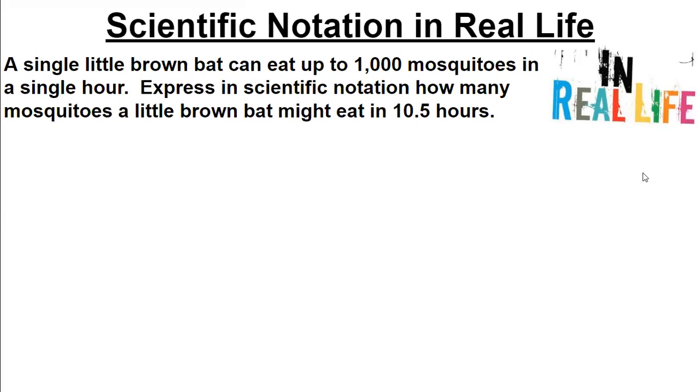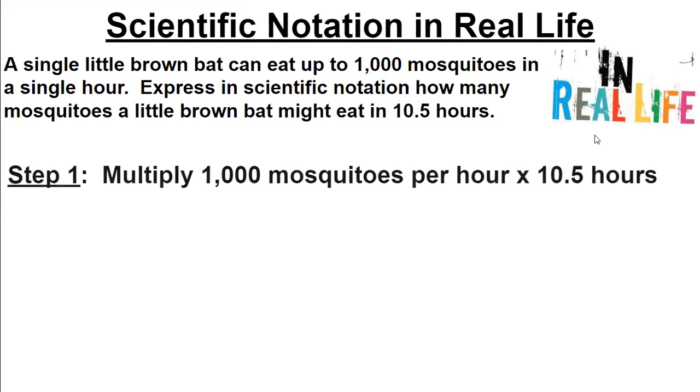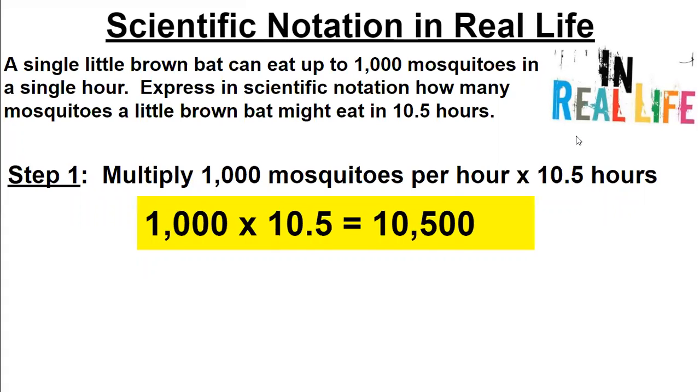Express in scientific notation how many mosquitoes a little brown bat might eat in 10.5 hours. Well, he eats 1,000 in 1 hour. In 10.5 hours, how many is he going to eat? Well, we have to multiply. So step 1 is to multiply our 1,000 mosquitoes in 1 hour times 10.5 hours. If we do that, we get 10,500 mosquitoes in 10.5 hours.